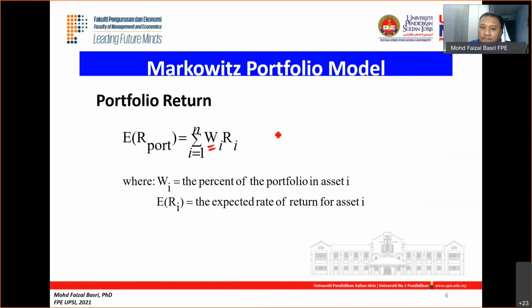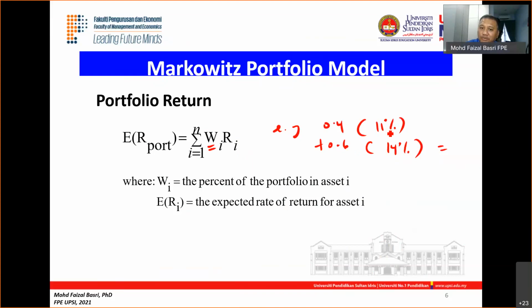For example, 40% times 11% return. Then you add the second layer of weight, 60% with 14% of returns. Then you will get the expected return for the whole portfolio. So just two elements: W is the weights, and R is the expected returns.